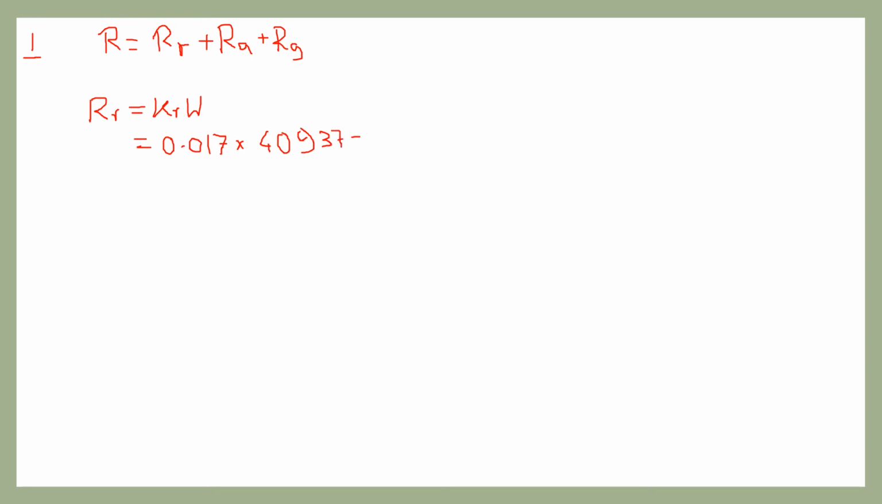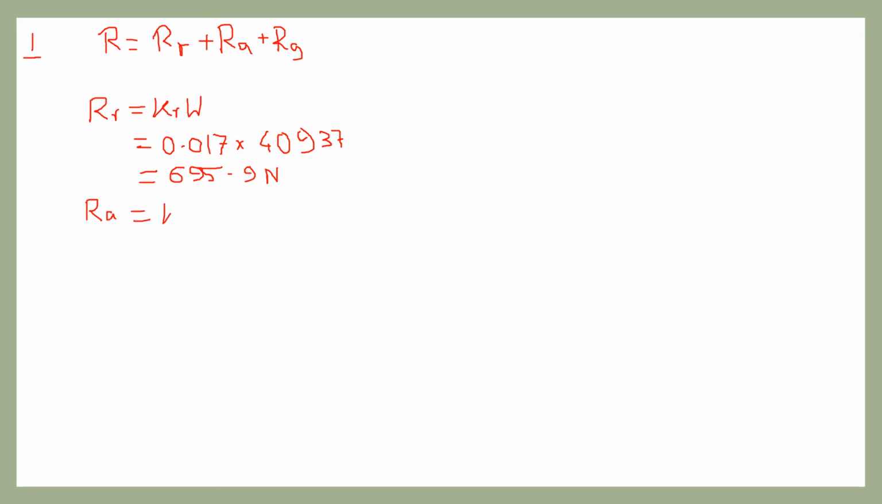40937. So 0.017 into 40937. Divided, we get 695.9 Newton. Now calculate the RA, air resistance.